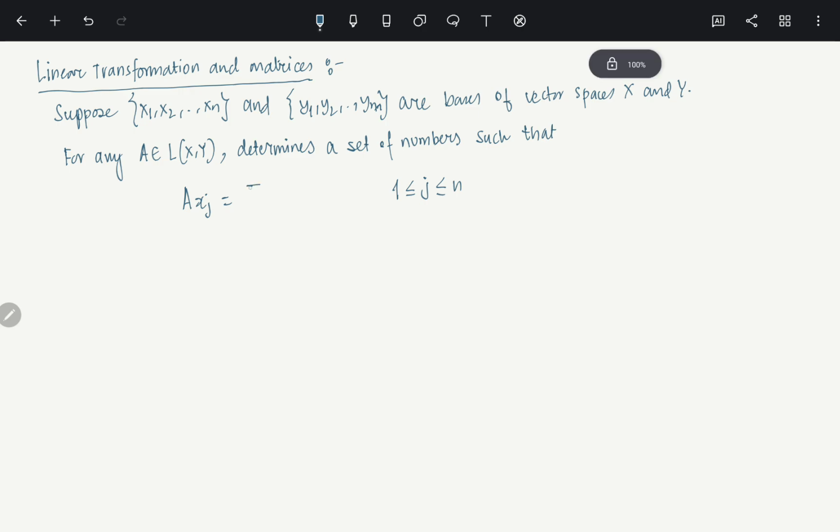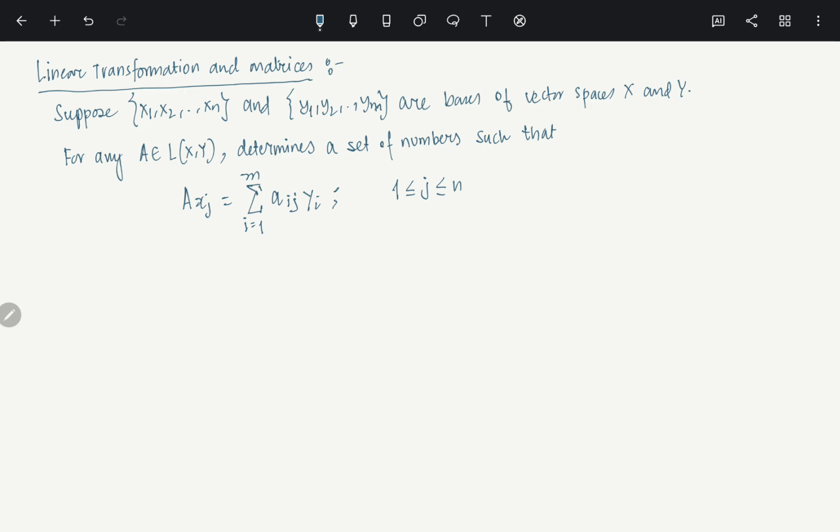So you can actually write it in terms of a summation of a_ij y_i, where i varies between 1 and m. So it will be a linear combination of the y_i's, and we can always write it this way, and this holds for all j between 1 and n.